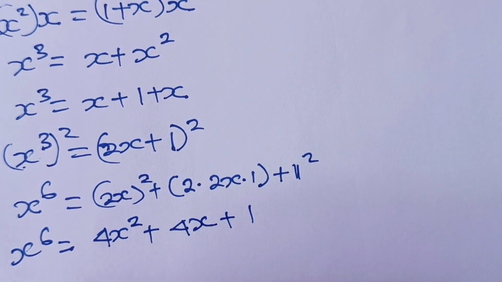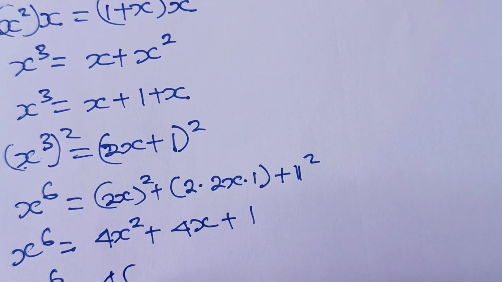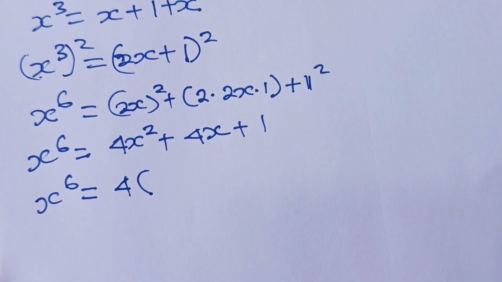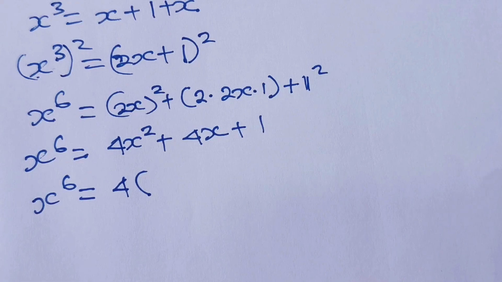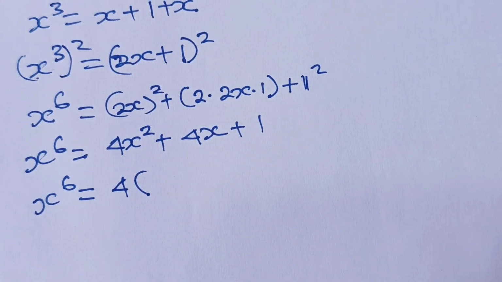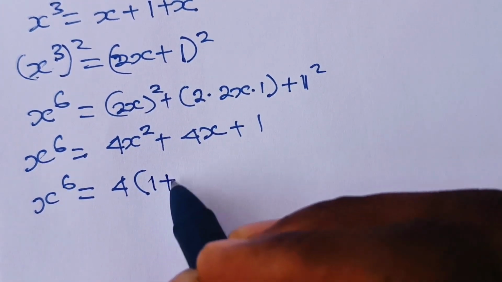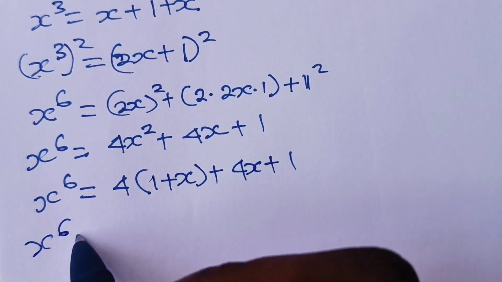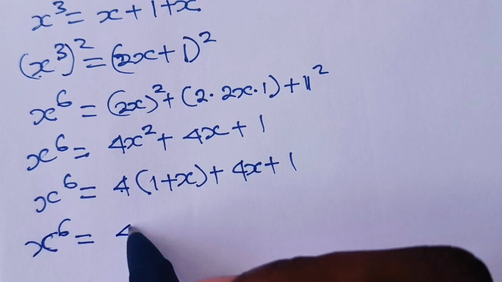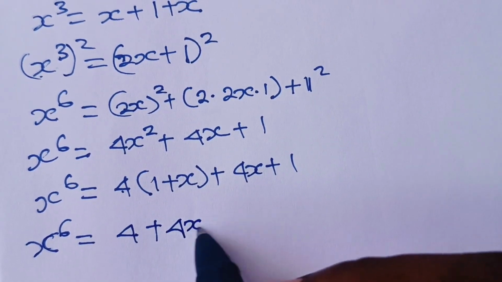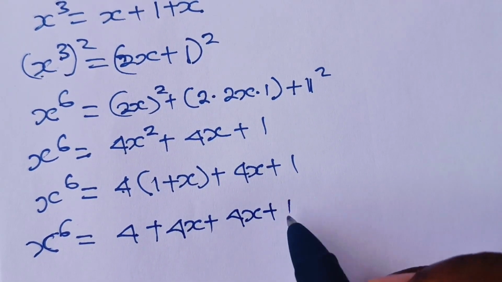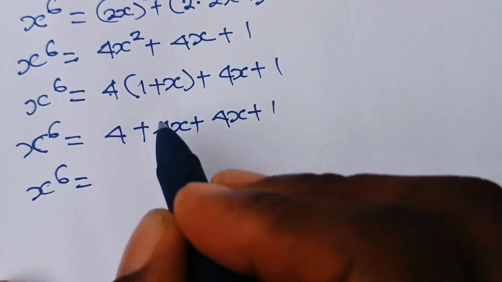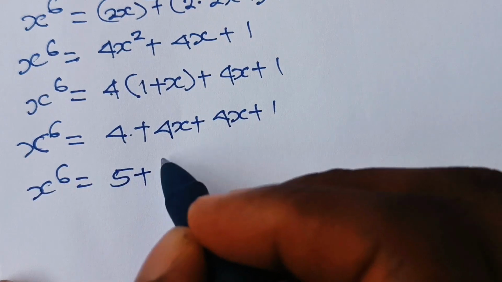All right, so we have x to the power of 6 is equal to 4 multiplied by, remember that anytime you have x squared, to simplify, you have to substitute 1 plus x for our x squared, which is what we got. Okay, so x squared is 1 plus x, plus 4x plus 1. So x to the power of 6 then is equal to 4 times 1 is 4. 4 times x is 4x, plus 4x plus 1.